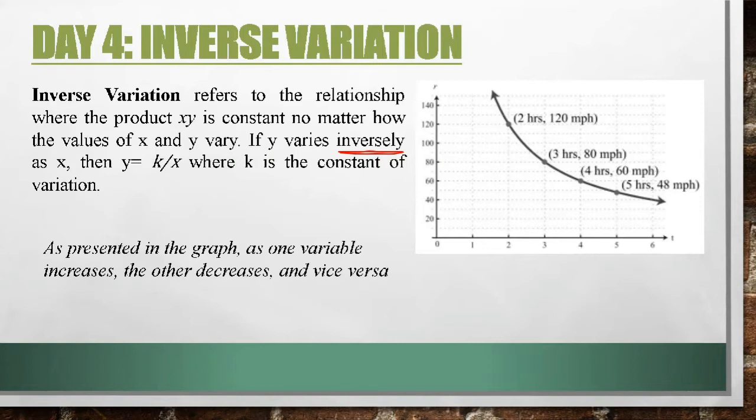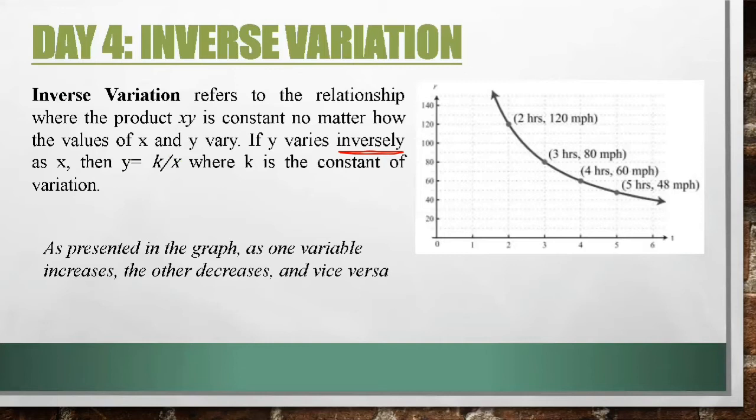the inverse variation. So now, if y varies inversely as x, then the formula that we're going to use is y, or the first variable, is equal to the constant over the second variable x. So the constant will be on the numerator and the second variable is in the denominator. Okay? Same lang din tayo. Yung k is the constant of variation.